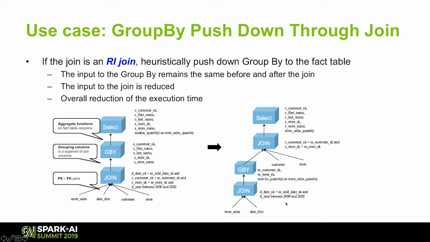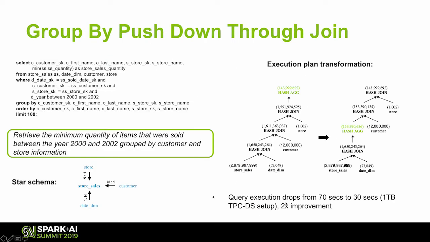So I show a query here. Again, it is a TPCDS benchmark query, slightly modified query 29. What this query is doing is retrieving the minimum quantity of items that were sold between the year 2000 and 2002, grouped by customer and store information.